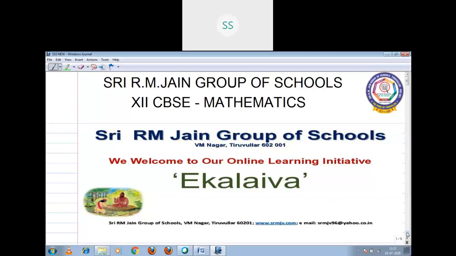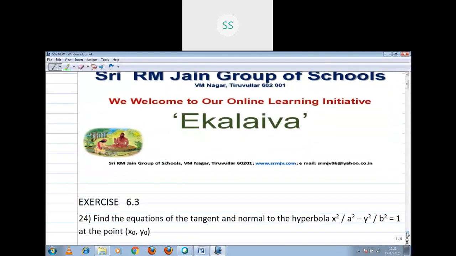Exercise 6.3, question number 24. Find the equation of the tangent and normal to the hyperbola x square by a square minus y square by b square equal to 1 at the point x naught, y naught. The point is given, you want to find the slope of the normal and the slope of the tangent. Slope of the tangent, how to find? Already I discussed, right? You have to differentiate the given curve equation.